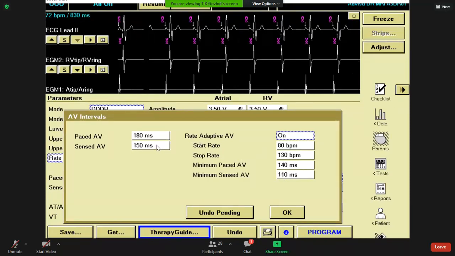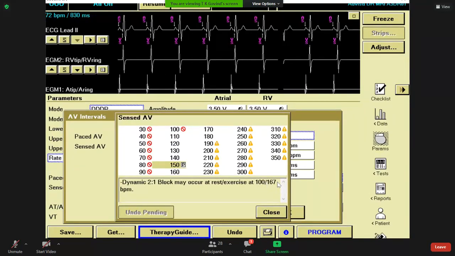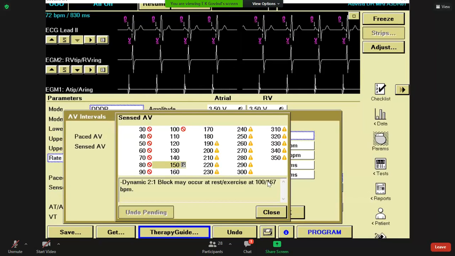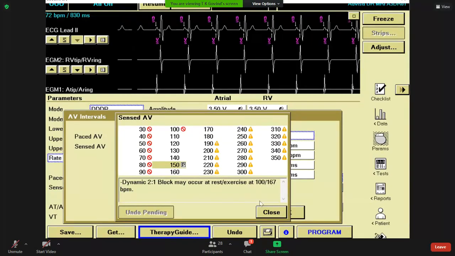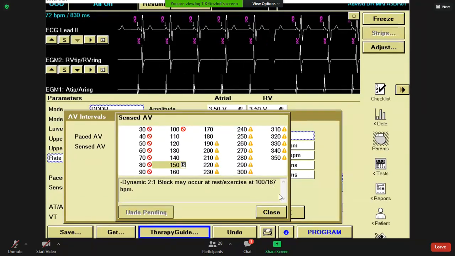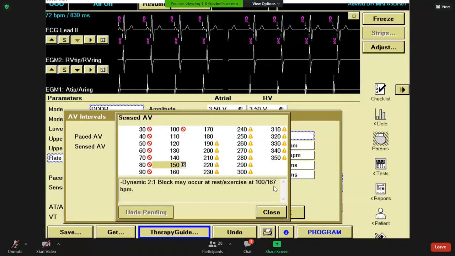Now one more time, I'm clicking the sensed AV delay. Now this will give you the calculated value. Now in this programming, this patient will get 1:1 tracking up to the programmed rate of 160 beats per minute. Between 160 and 170, this patient will experience a Wenckebach, and if the patient's sinus rate becomes faster than 167 beats per minute, a 2:1 block.